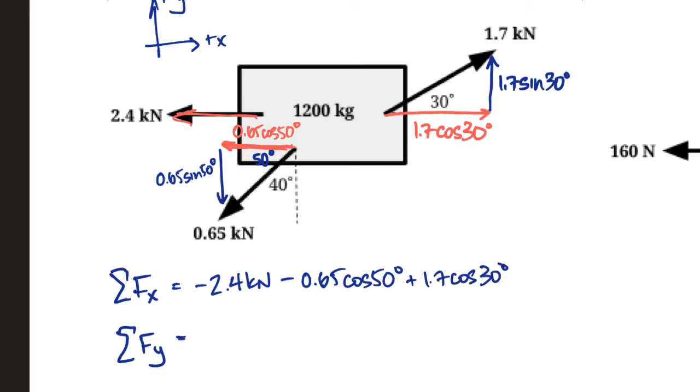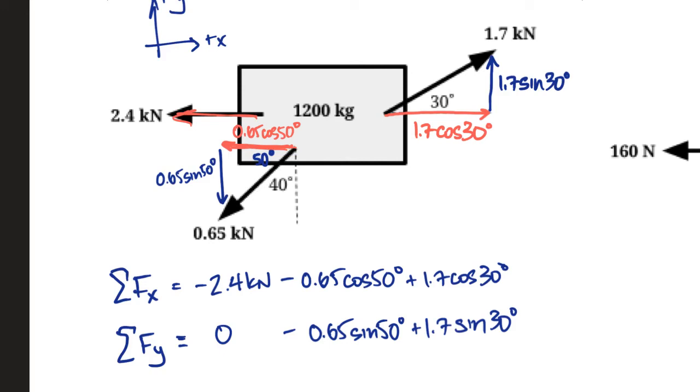In the y direction, if we do them in the same order, I'm just going to include this one. Even though it doesn't have a y component, I'm going to put that down as 0, right? And then this one right here, we can call this force vector 2. It's going downwards, right, the y component. So it's going to be negative 0.65 sine of 50. And then this one right here, the y component is positive, it goes up. So plus 1.7 sine of 30, right?